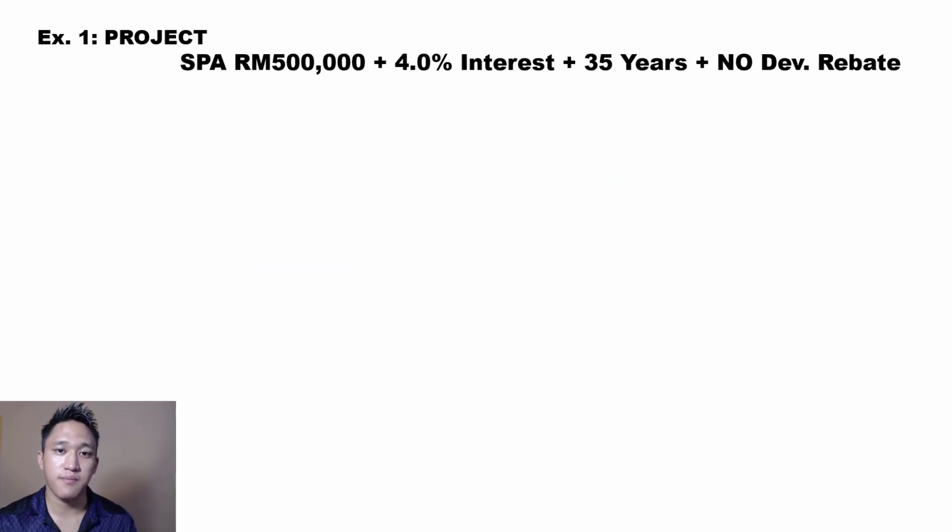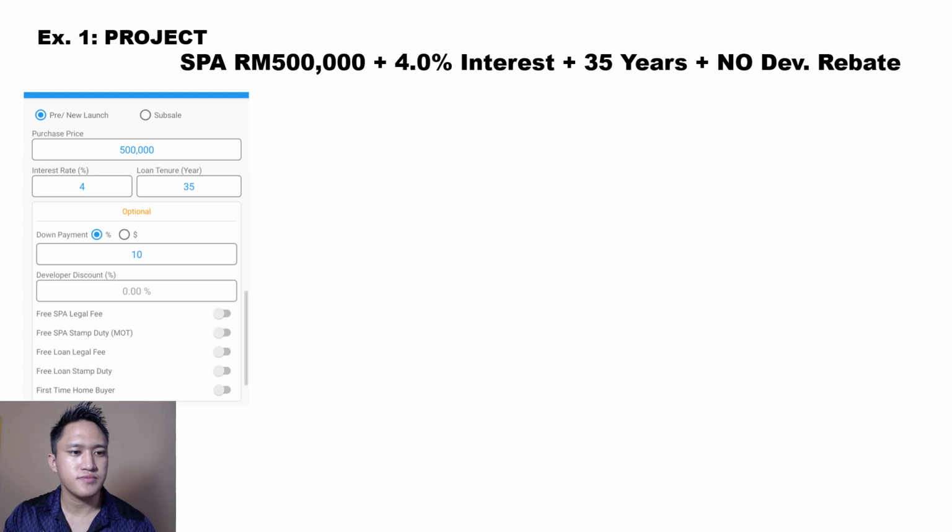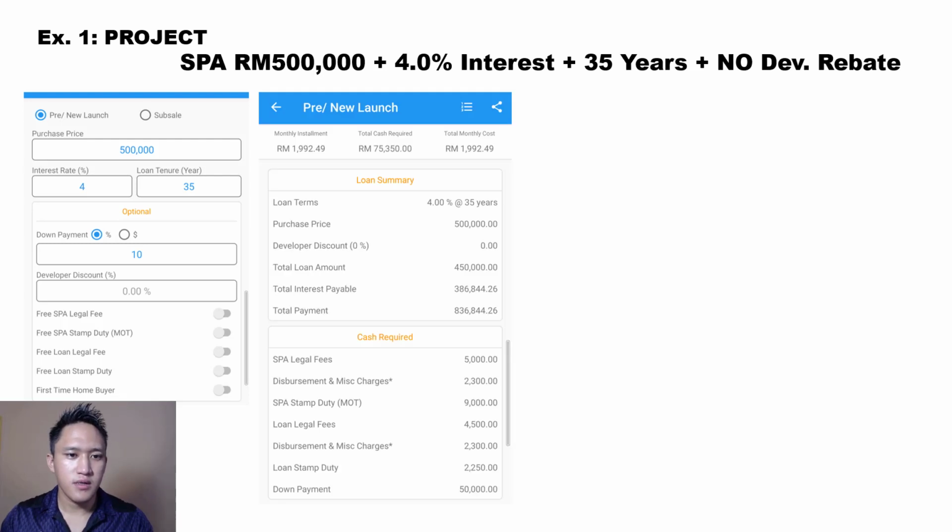Now let's move on to the examples. For the first example, let's say you're buying a project which is still under construction. The SPA price is 500,000. The bank is offering a 4% interest rate to you for 35 years, and there's no developer rebate. Let's say the developer isn't giving any rebates at all. So you put over here 500,000, 4% interest rate, loan tenure 35 years. And for the down payment, you put 10% because there's no developer rebate. So you put 0 over here. Remember, these two have to add up to 10. Okay, so click on calculate after that.